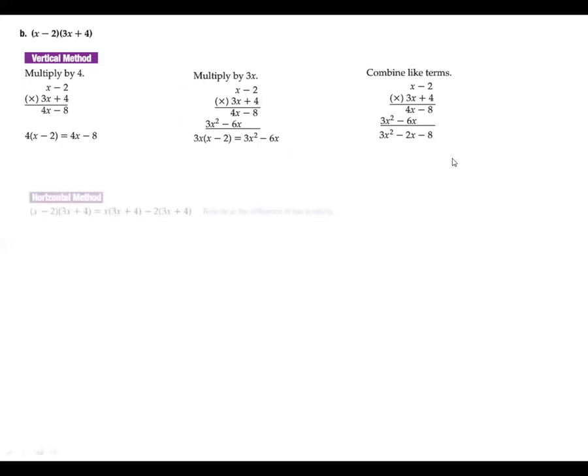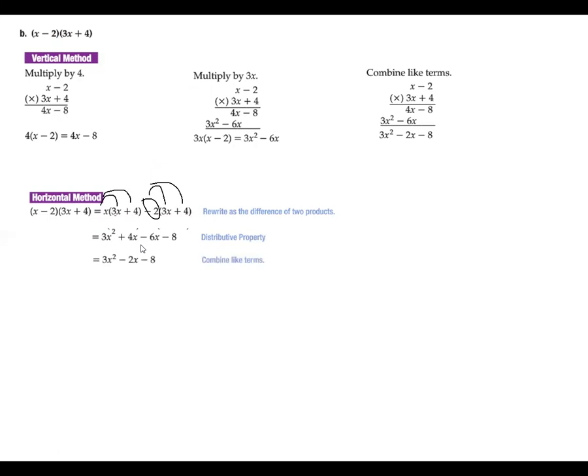Again, if you did the horizontal method, it'd be like distributing x to the 3x plus 4 and distributing your minus 2 to the 3x plus 4. So x times 3x gives you 3x squared. Times the 4 would give you 4x. And then this one, be careful, you have to take the negative with the 2. So you get negative 6x minus 8. Then combine these two like terms of 4x and minus 6x. And you get 3x squared minus 2x minus 8.